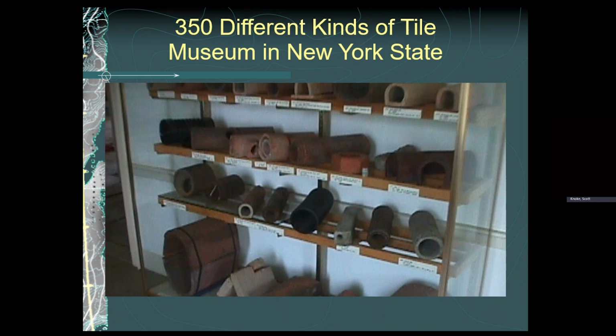And if you're really interested, in upstate New York there's an actual museum on tile drainage. And they've got over 350 different types of tile or drainage pipes that were installed. Some of them are made out of clay, and some people that were poor enough but had a lot of saplings around would actually dig and put trees or saplings down in the bottom of the ditch to provide a drainage way for the water to move out.